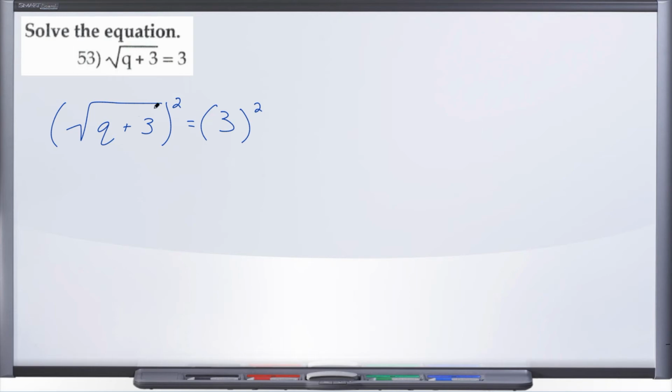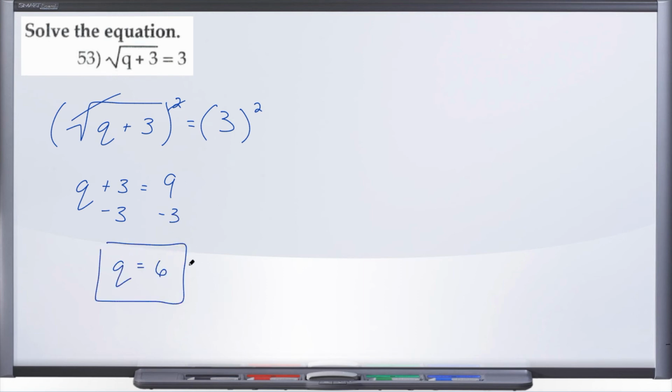And the reason that we want to square the left-hand side is because this square is going to cancel out the radical sign. And so that leaves us with just q plus 3 equals, and now what is 3 squared? Well, it's 9, isn't it? And so now, lastly, to solve for q, we'll go ahead and subtract 3 from both sides. And so we end up with q equals 9 minus 3 is 6.